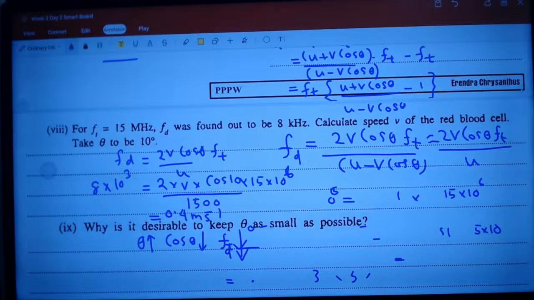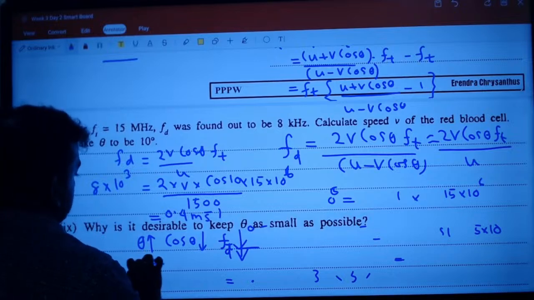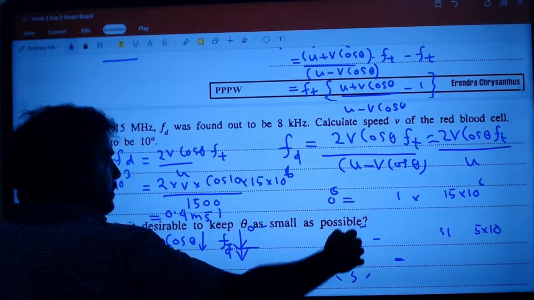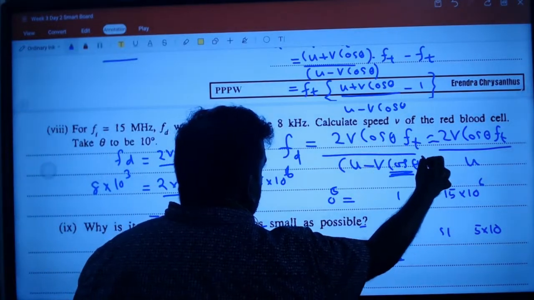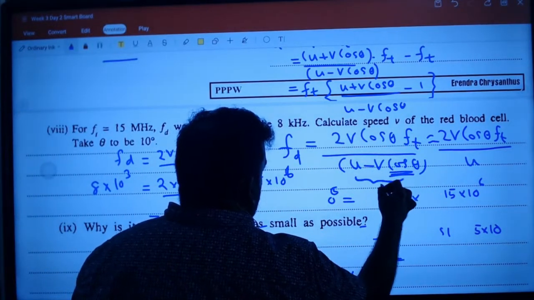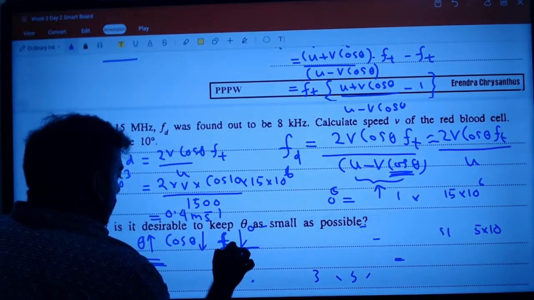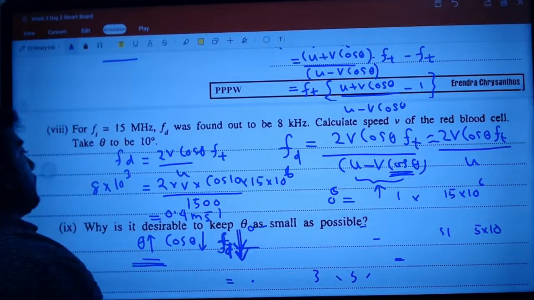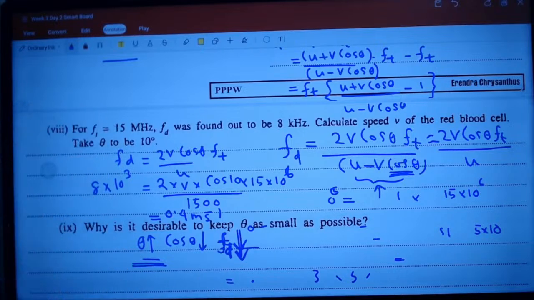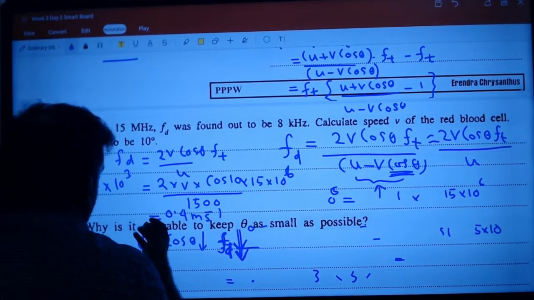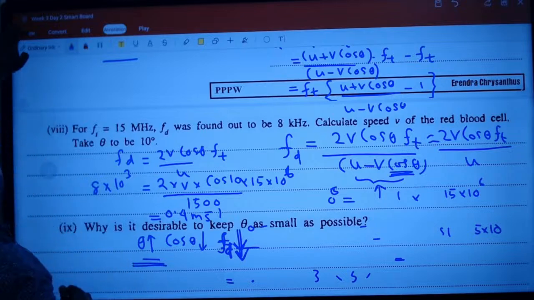That's right. When theta is large, cos theta will be small. This part will be small. The difference here will be large, which means your Doppler effect FD will be small. By having a larger value for theta, FD will reduce. Okay now? Right.